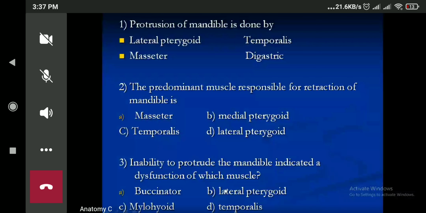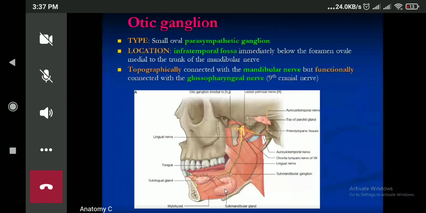Otic ganglion, I think I'll be able to finish the otic ganglion also. This is one of the other contents of the infratemporal fossa. You can see over here, this is a small oval parasympathetic ganglion which is present in the infratemporal region immediately below the foramen ovale and on the medial side of the trunk of the mandibular nerve. Whatever we are seeing over here is the right side, so this one is present medial to the trunk of the mandibular nerve.